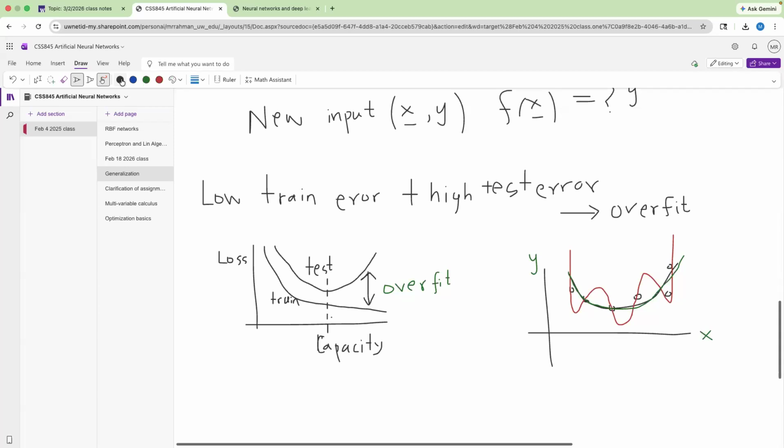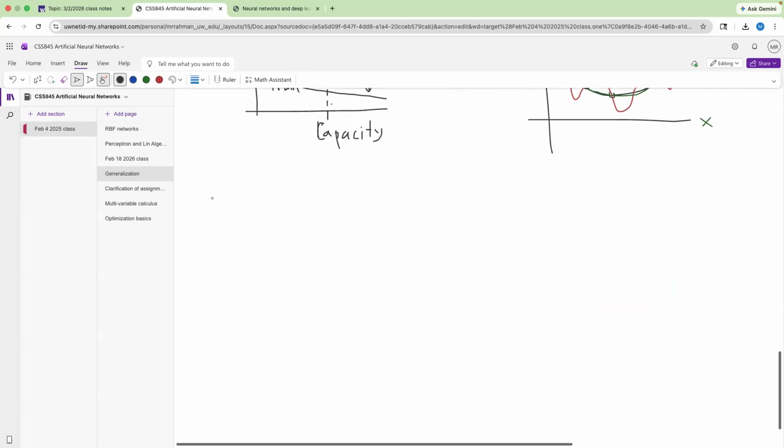Any questions so far? All right. So now we understand the problem, right? So what do we do about it? We need some mechanisms to fix the problem.